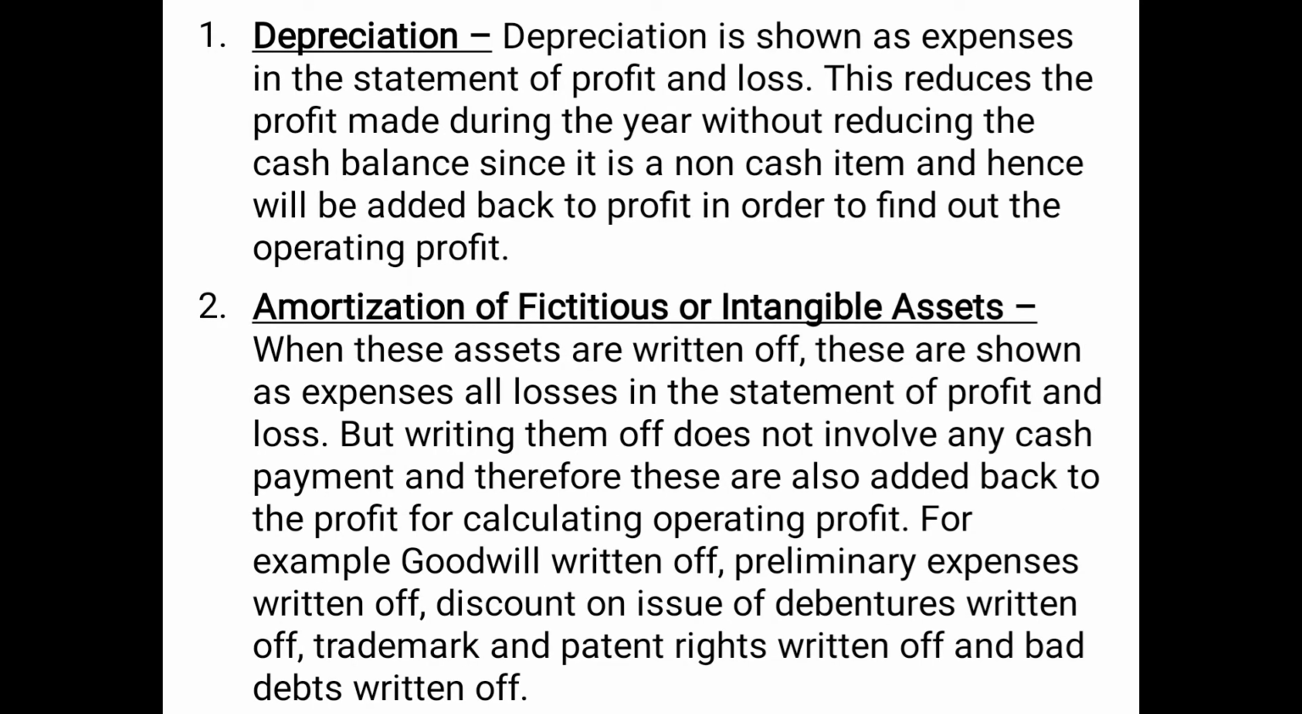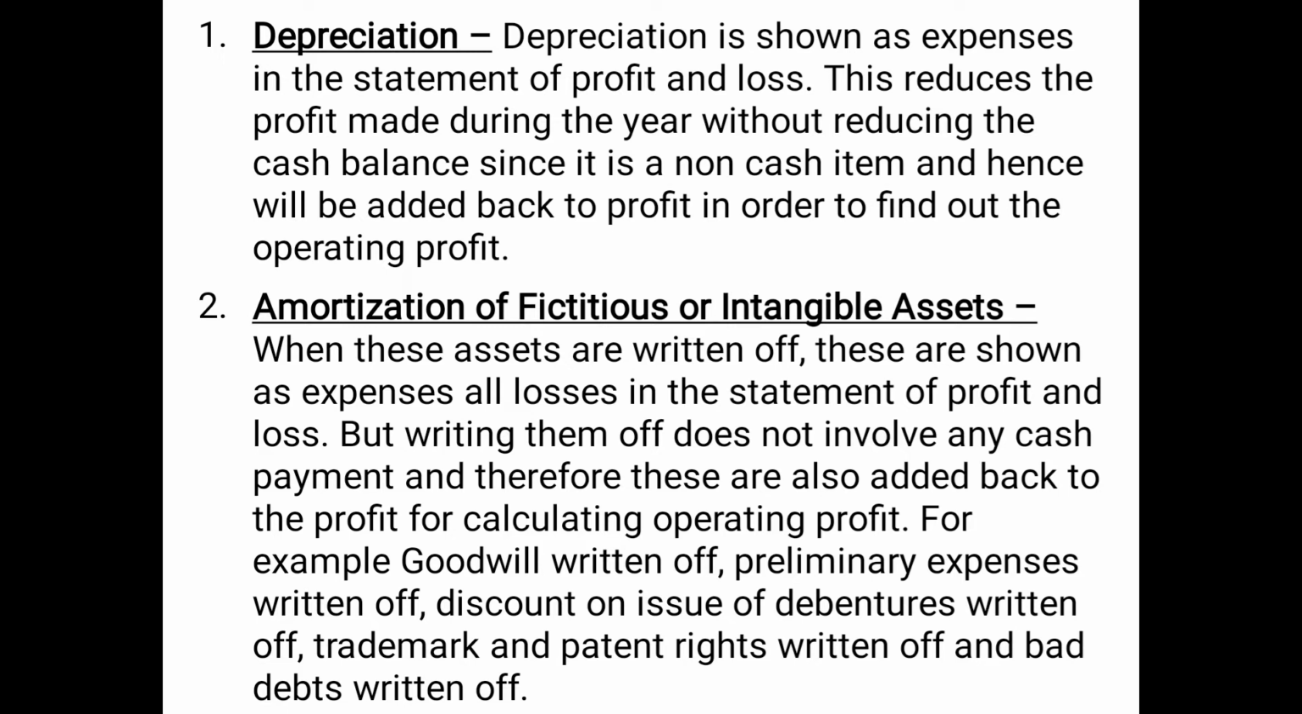Number 1, depreciation. We know that depreciation is a kind of loss in the fixed tangible assets, and therefore it is shown as a deduction in the statement of PL, but it doesn't involve any inflow or outflow of cash. So therefore this deduction of depreciation should be added back to the net profit.